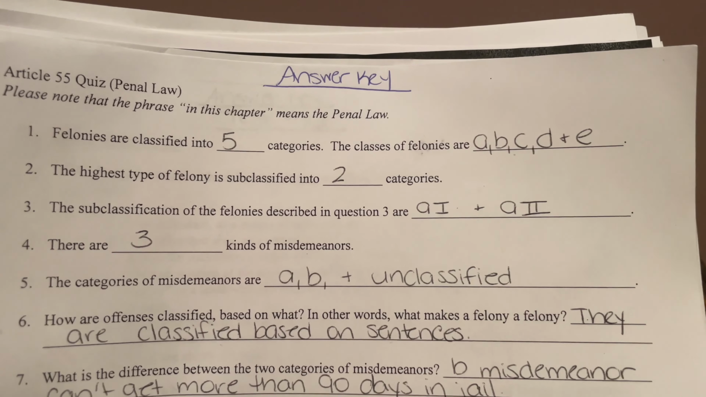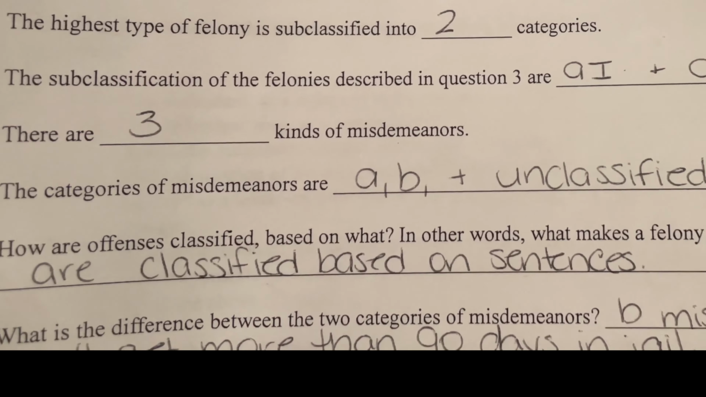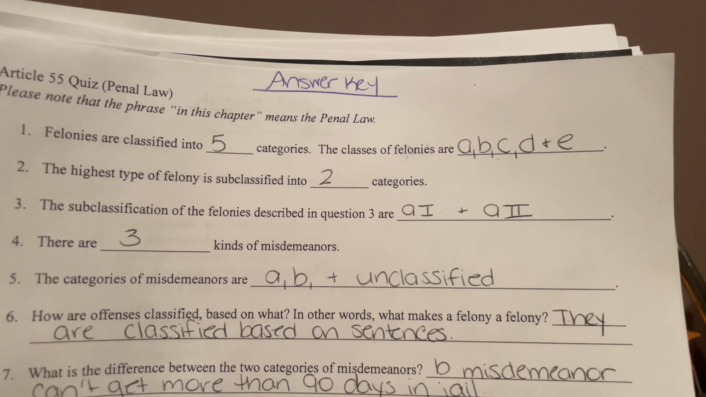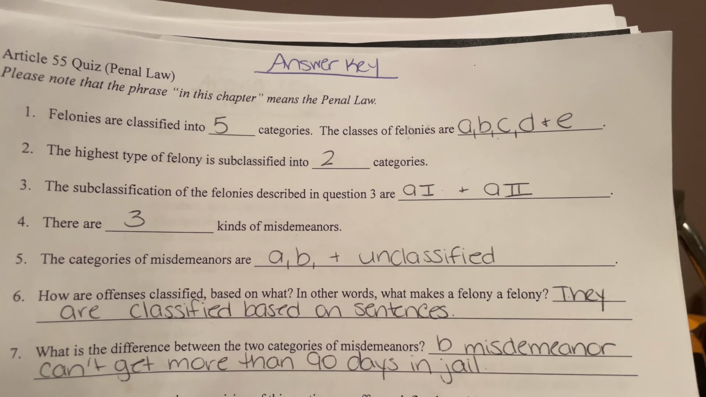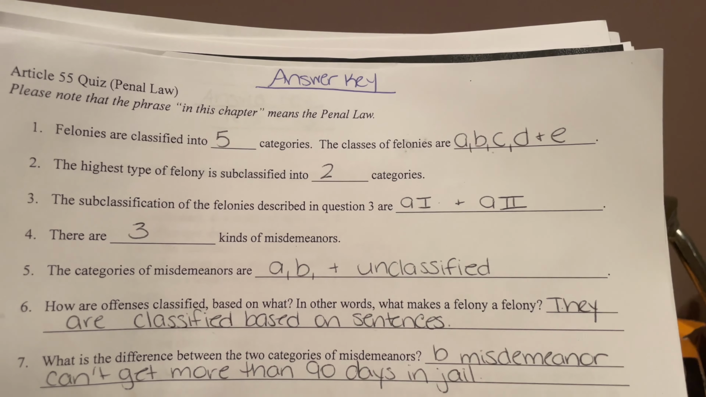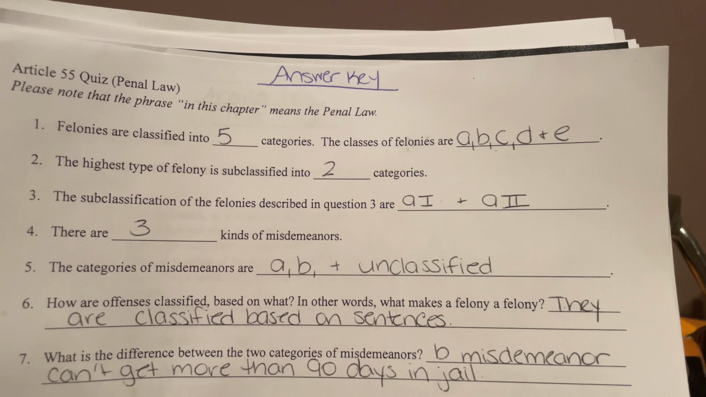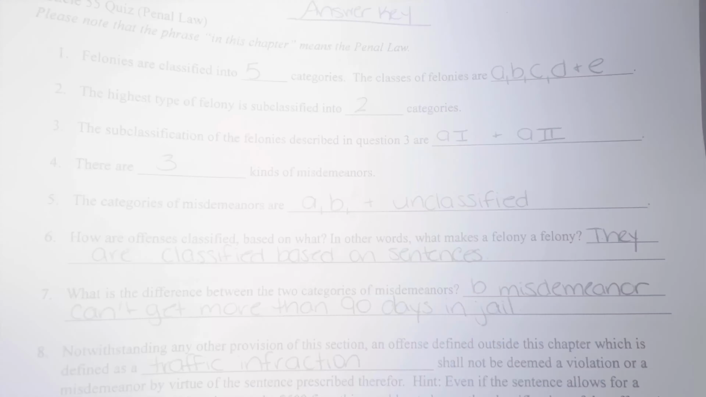Offenses are classified based on sentences. In other words, what makes a felony a felony? The amount of time you can get sent to jail for. What's the difference between the 2 categories of misdemeanor? A B misdemeanor can't get more than 90 days in jail.